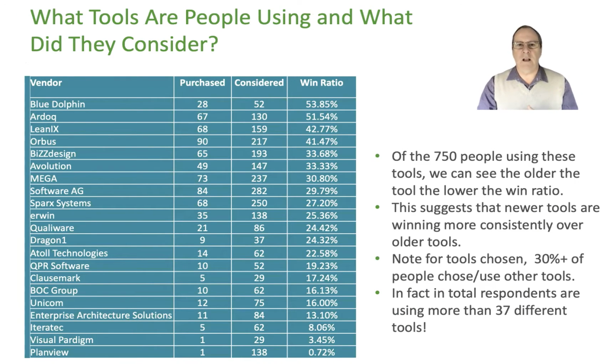One of the things I looked at was, first off, what tools are people using and what tools did they consider? Here's the graphic showing who considered what tools, who purchased what tools, and the overall win ratio. As you can see right at the very top, the top 3 tools, Blue Dolphin, RDoc, and Linux, have a greater win ratio, when we look at the number of people that considered those tools against the number that purchased them. Then if we look to the bottom, we can see people like PlanView, Unicom, etc.